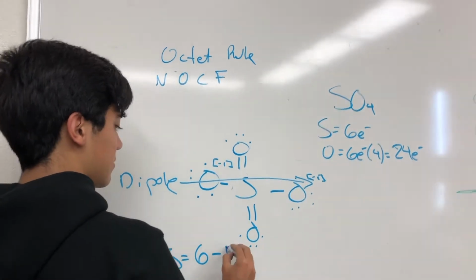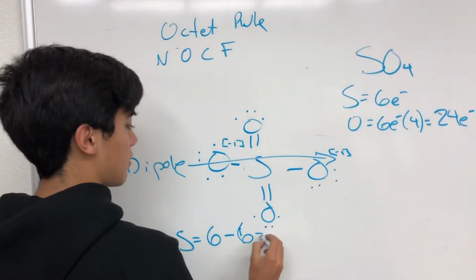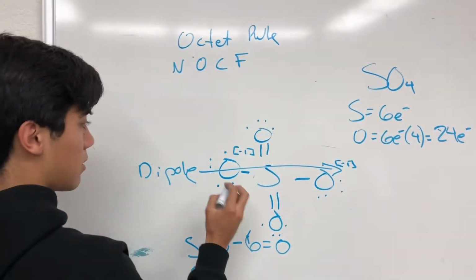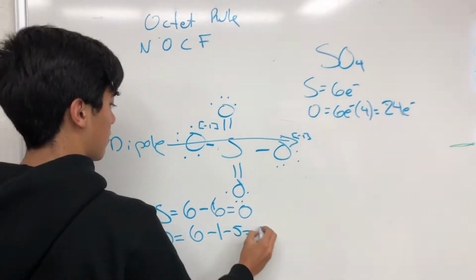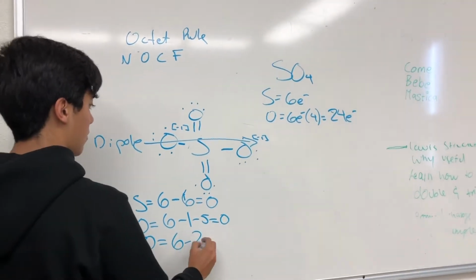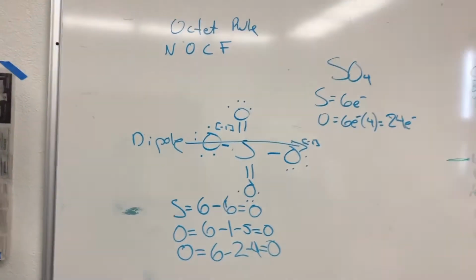It's a complete dipole moment, and after that you make the operations to know if it's balanced. So 6 minus 6 is 0, and after that you do the one with 1 bond of oxygen: 6 minus 1 minus 5 is 0, and so on.